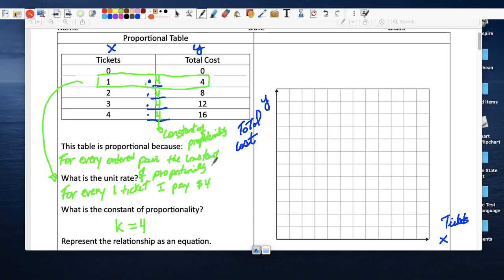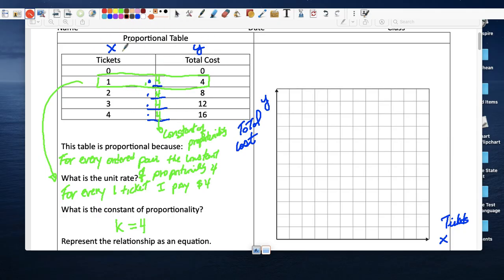is 4. So if I bought 5 tickets, it'd be times 4. If I bought 20 tickets, it'd be times 4. So everything is times 4, times 4, times 4. Same constant of proportionality, the same unit rate, same cost. Every ticket is $4. Okay, so let me put that in a graph.